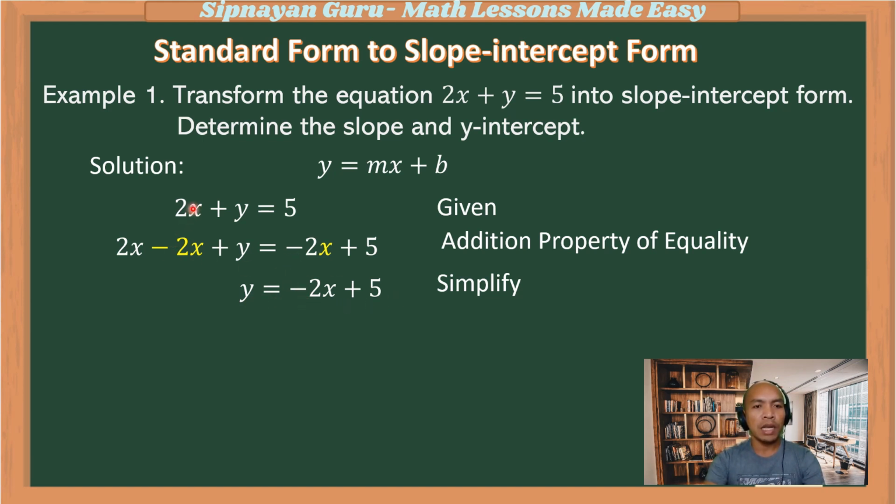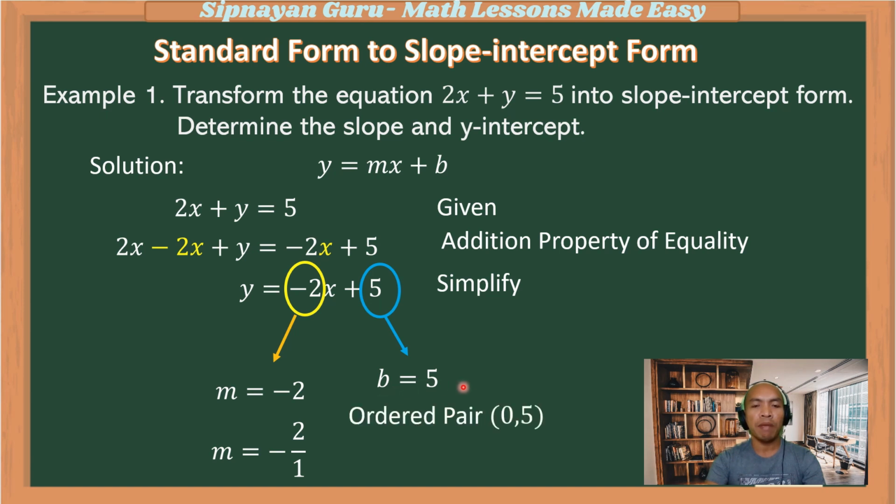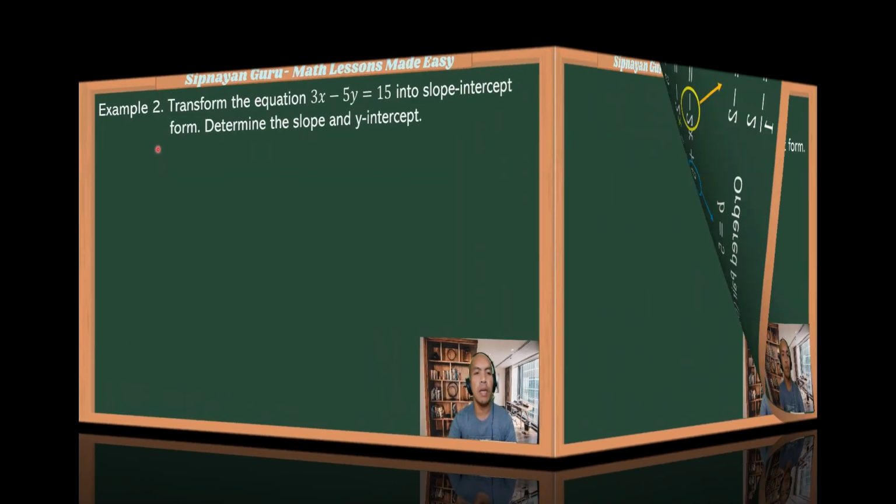In other words, basically what we are doing here is we transpose 2x to the other side of the equation. That becomes negative 2x. Note, the left side is already y and its coefficient is positive 1. So we can now determine the slope and the y-intercept. The slope is just the coefficient of x, so that is negative 2. Since slope is rise over run, it can be expressed as negative 2 over positive 1. And the constant 5 is the y-intercept. If b, the y-intercept, is 5, then the ordered pair or the coordinate is 0 and 5.